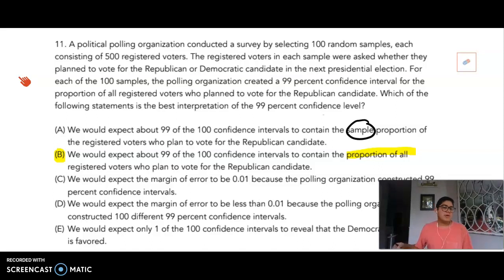So that's just a little bit of an introduction to confidence intervals. In the next lesson, we're going to actually construct a confidence interval by hand. So stay tuned.